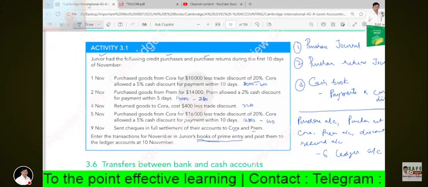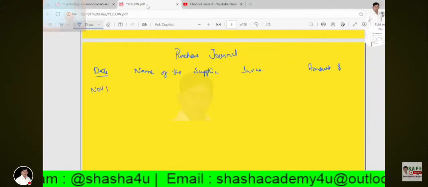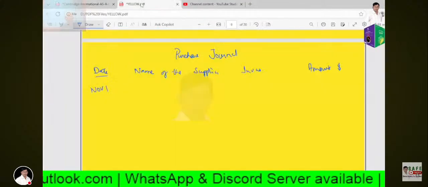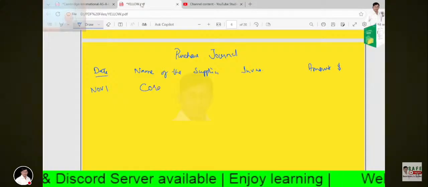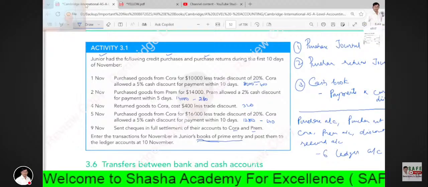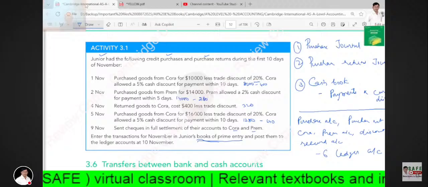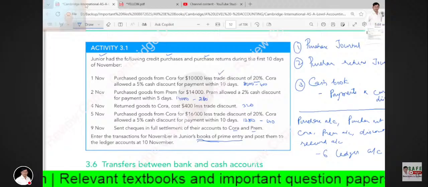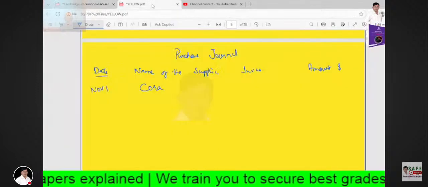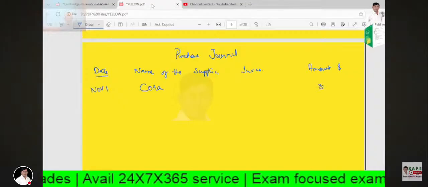We have purchased on 1st November, from Cora. Invoice number is not given, so don't worry. It will be recorded at 8,000. Remember always, trade discount is never recorded, never shown anywhere. So it will always be recorded at the net amount. So it will be recorded at 8,000.